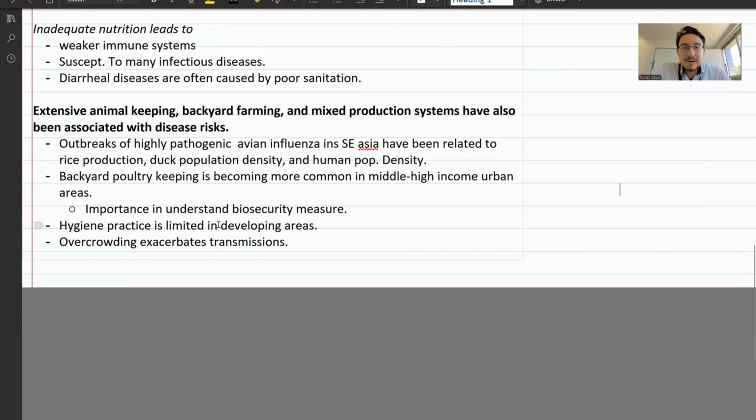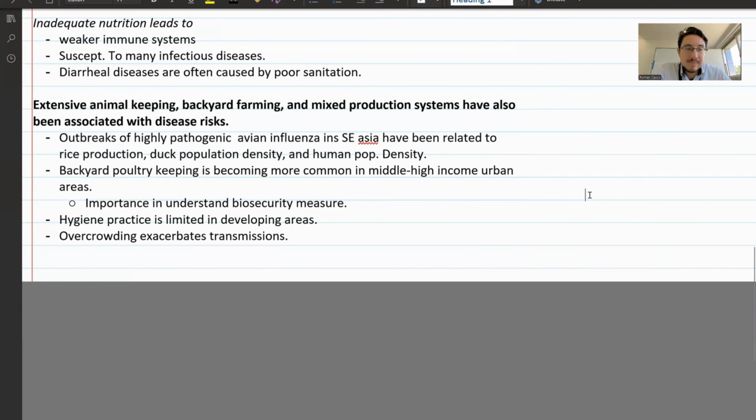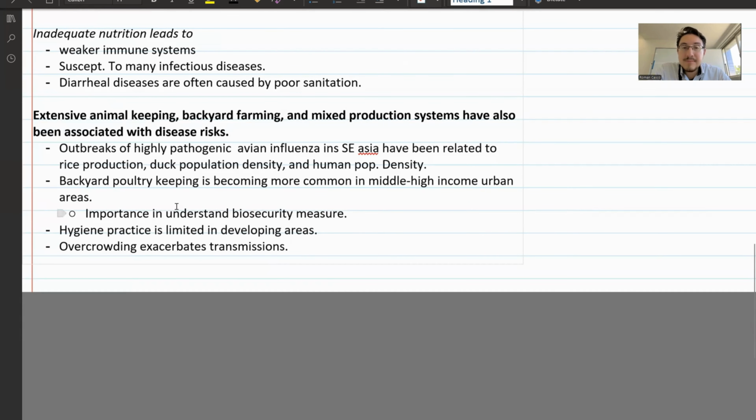The avian flu virus in Southeast Asia has been related to rice production, duck population density, and human population density, where you have this kind of mixed animals living together with population density. Backyard poultry, like I mentioned before, is becoming more and more common, actually.